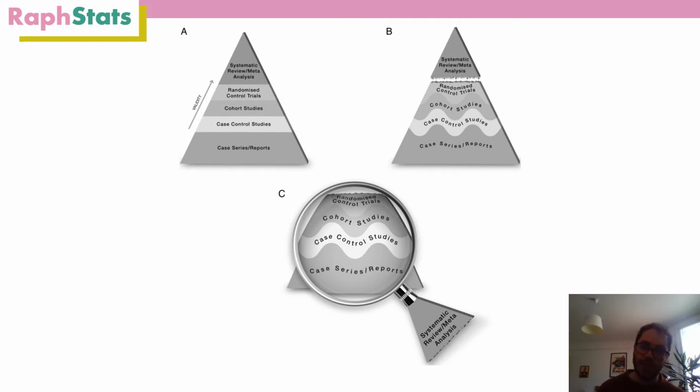If you see on this pyramid, there are some wavy lines, and this is basically the idea that it's not a strict pyramid. Not every randomized controlled trial is better than a cohort study. A really rigorous, well-run cohort study can be better than a poorly run randomized controlled trial. Generally, as we go up that pyramid, evidence gets better, but that's not a strict rule. The actual quality of the trial or study is also important, as well as just the type of trial or study.